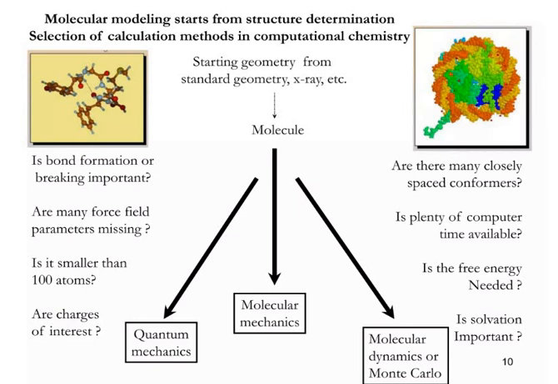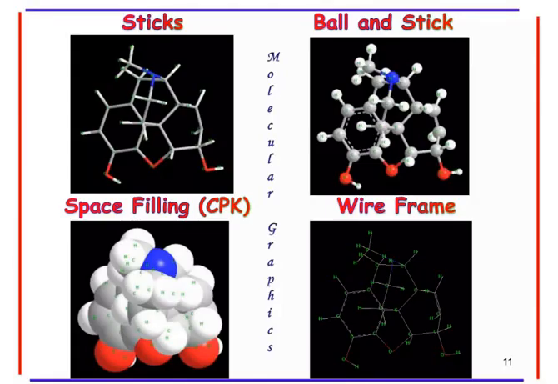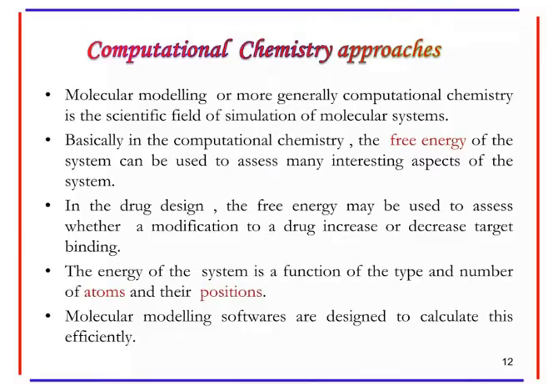On another side, we have the macromolecules, like are there many closely spaced conformations? Is plenty of computer time available? Is the free energy needed? Is solvation important? So these parameters. Now you can see the model first: stick, ball and stick, space filling, we call it CPK, and wire frame. This is the molecular modeling of the molecules.